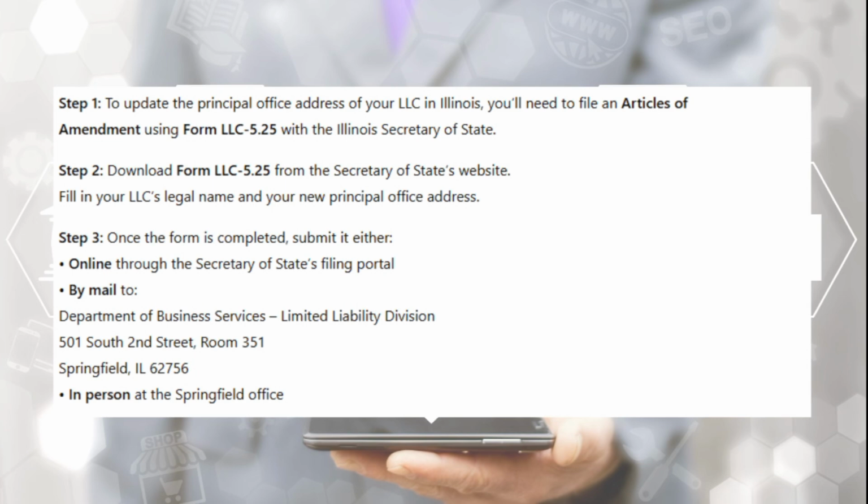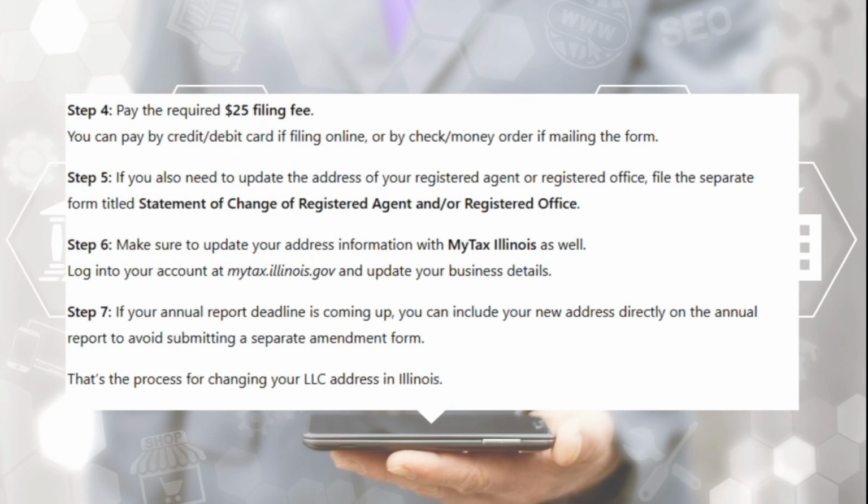Once the form is completed, submit it either online through the Secretary of State's filing portal, by mail to Department of Business Services, Limited Liability Division, 501 South 2nd Street, Room 351, Springfield 62756, or in person at the Springfield office. You can also pay the required $25 filing fee. You can pay by credit or debit card if filing online, or by check or money order if mailing the form.